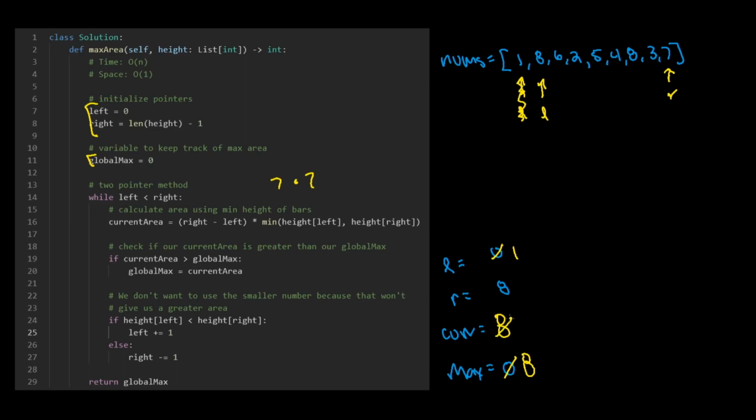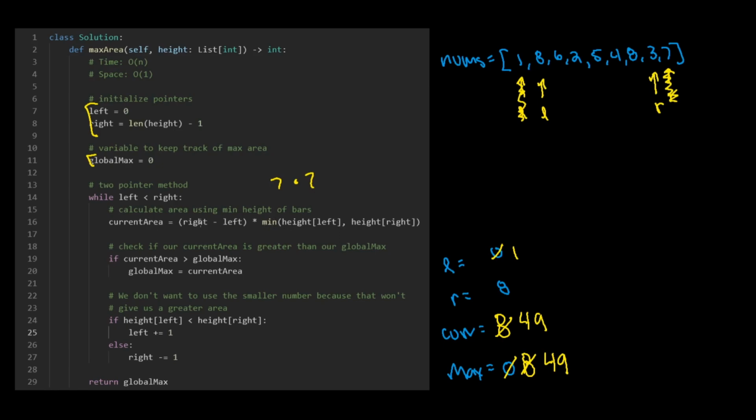So our current area is now 49, and that's greater than our global max as well, so we're going to update that. And now we check. Is the height at left less than height at right? No. So we want to decrement our right pointer by 1. Now we go to the next iteration.